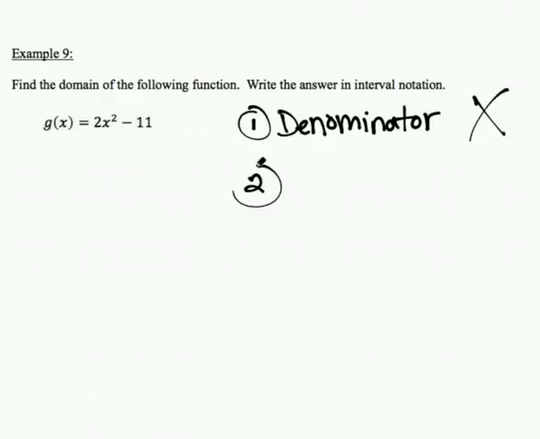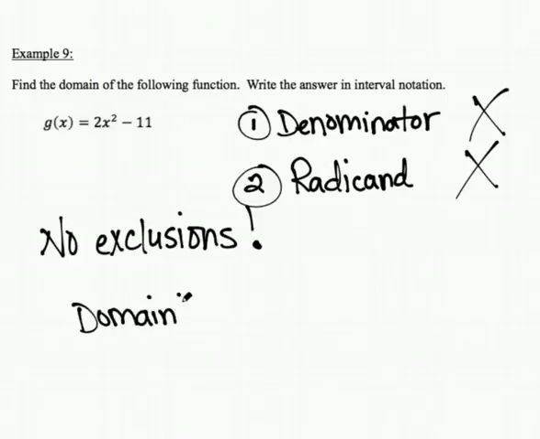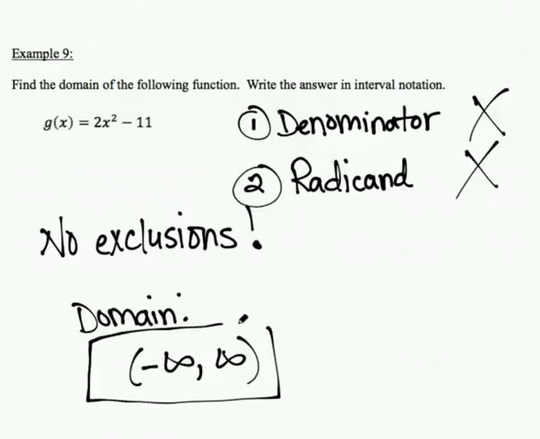And the second rule is to look at the radicand. Do we have a radical in this problem? No. So again, our 2 rules don't even apply to this, okay? So we have no exclusions. So there are no values that we have to exclude from the domain, which means every value can go into this function and produce a y value. When there are no exclusions, my domain is simply negative infinity to infinity. All real numbers.